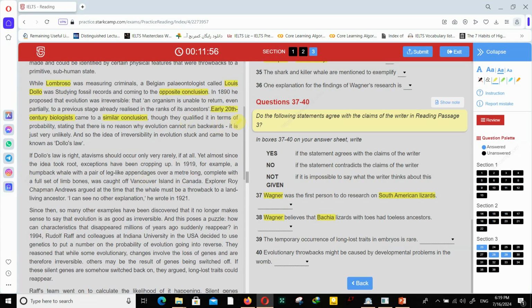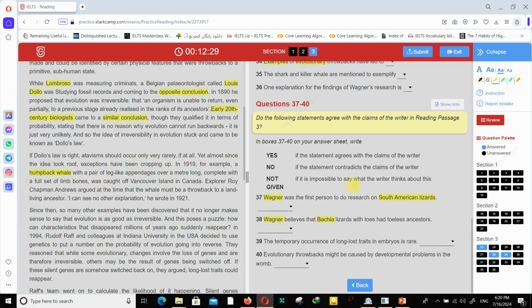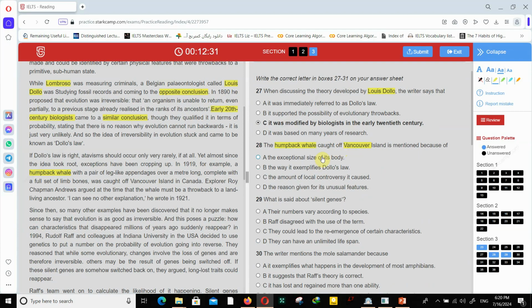So they qualified it in terms of probability, stating that there is no reason why evolution cannot run backwards. It is just very unlikely. And so the idea of irreversibility in evolution stuck and came to be known as Dollo's law. If Dollo's law is right, atavisms should occur only very rarely, if at all. Yet almost since the idea took root, exceptions have been cropping up. In 1919, for example, a humpback whale, okay, so here is the answer for this question.